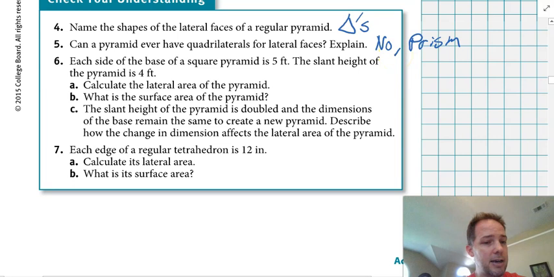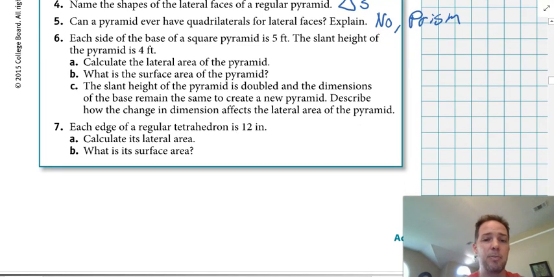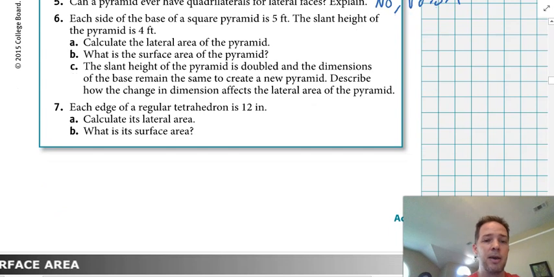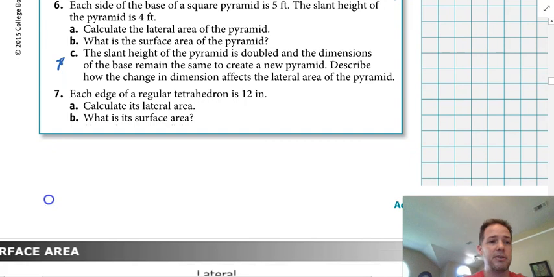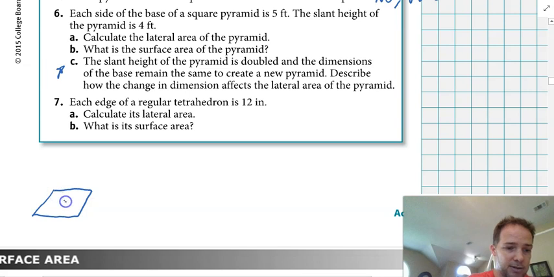All right, number 6. Now we get to actually practice with this formula. Each side of the base of a square pyramid is 5. The slant height is 4. Let's calculate the lateral area and the total surface area. So we have a square pyramid. The easiest way to draw a square pyramid is to draw the base kind of like a parallelogram, find where the center of that would be, go straight up, and then connect the dots to the vertices.